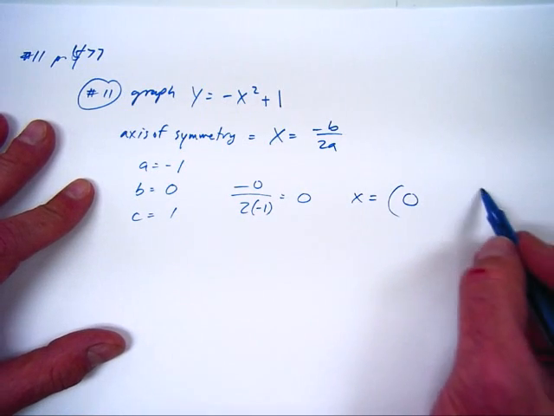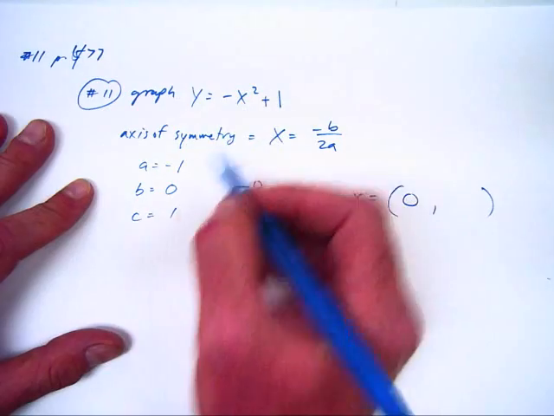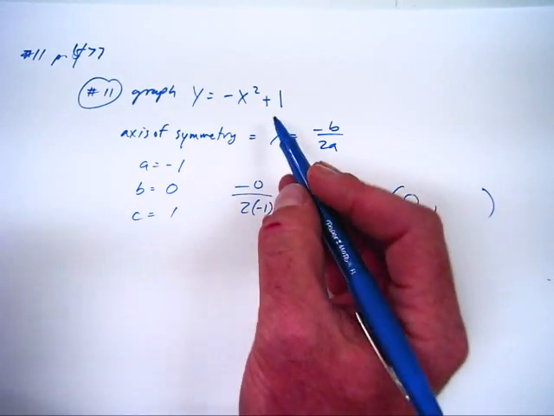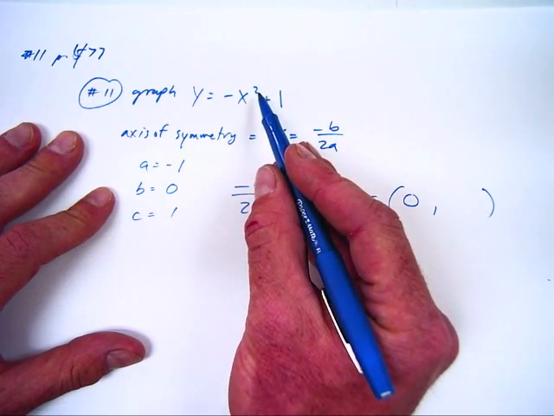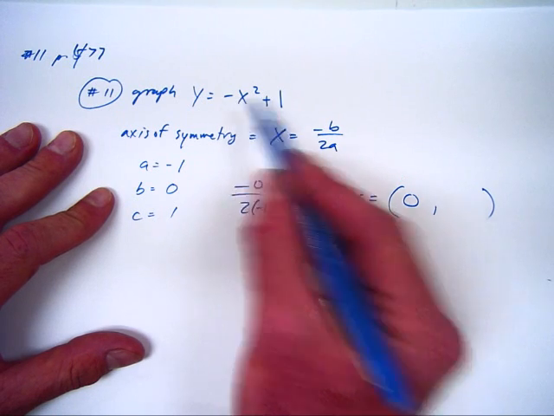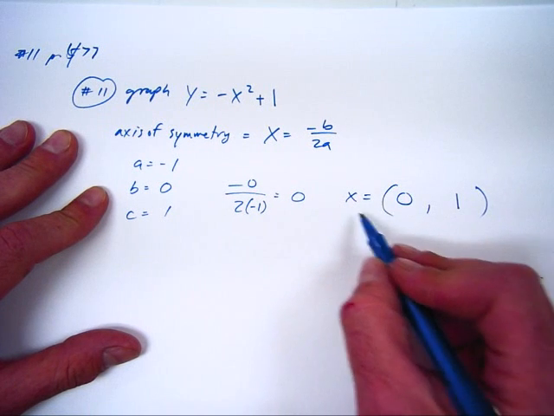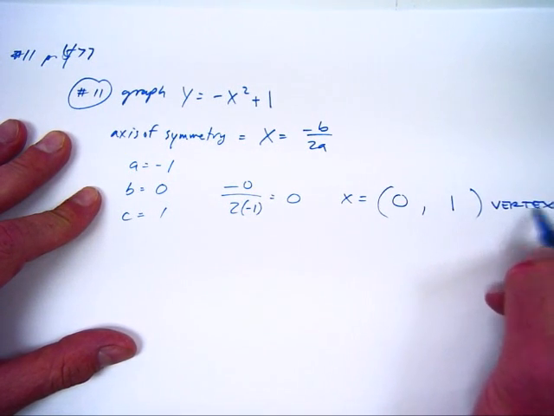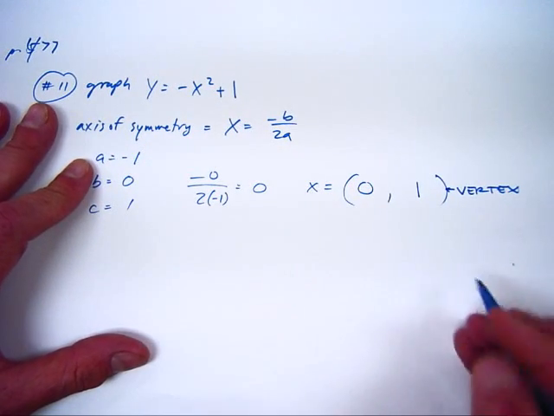I put this parentheses there because I'm going to get my y coordinate now when I plug 0 back in. So in order to get the y coordinate for the vertex, I find negative b over 2a, and I plug that back in every time I see x in the original equation. So here if I plug in 0, 0 squared is 0, times negative 1 is still 0, plus 1 is 1. So the vertex of this thing is 0, 1. This is a very good place to start when you're graphing a quadratic.